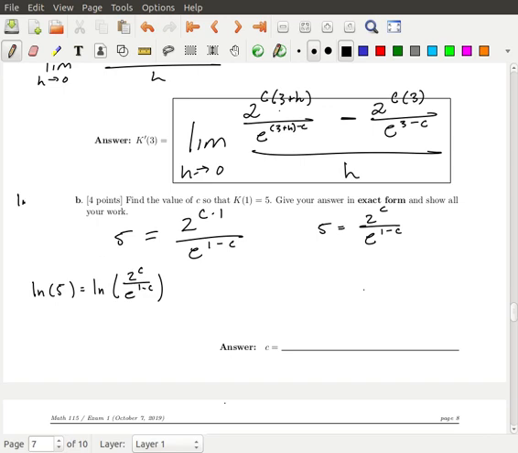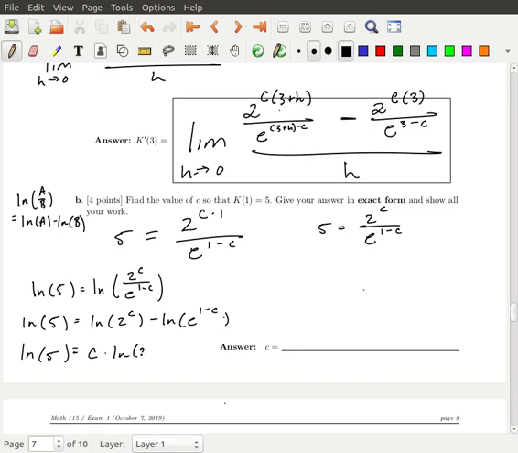So first I know ln of a fraction is ln of the top minus ln of the bottom. So that's ln 2 to the c minus ln e to the 1 minus c. Then I know I can pull out exponents in front with logs, so this is c times ln of 2 minus 1 minus c times ln of e, and ln of e is just 1, so I can just get rid of ln of e.